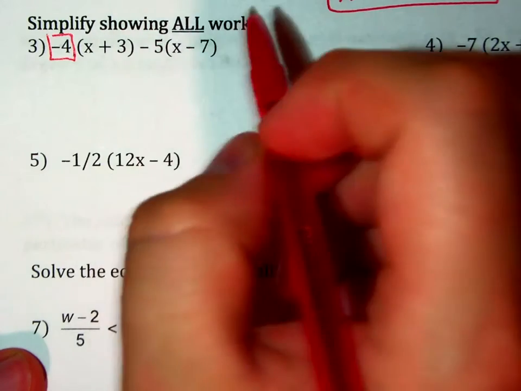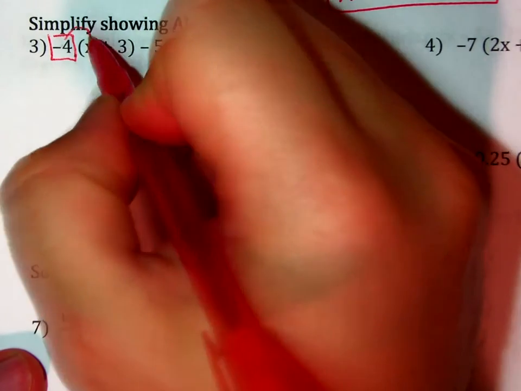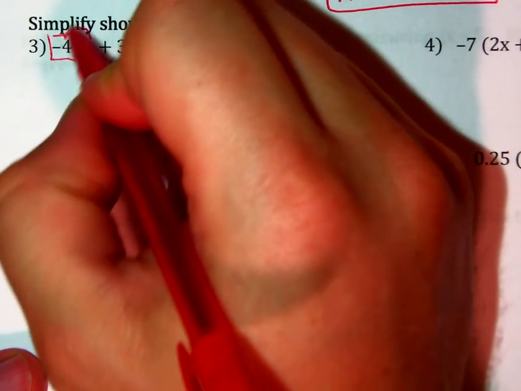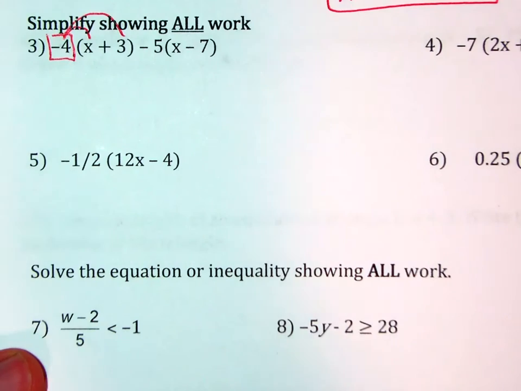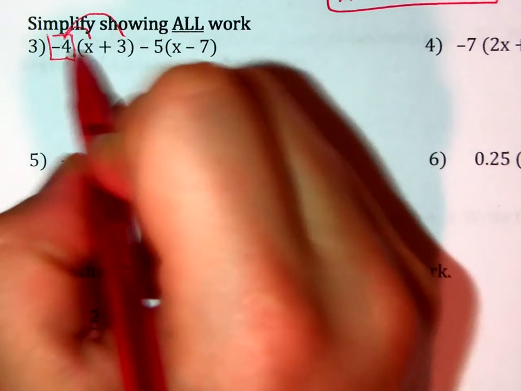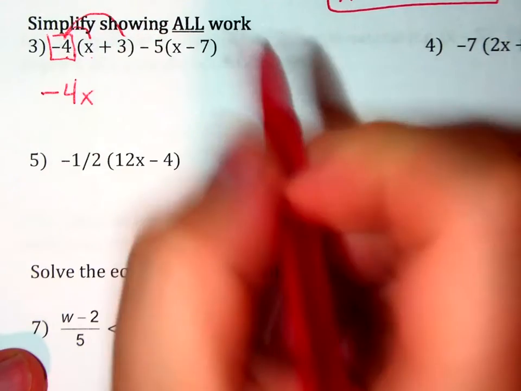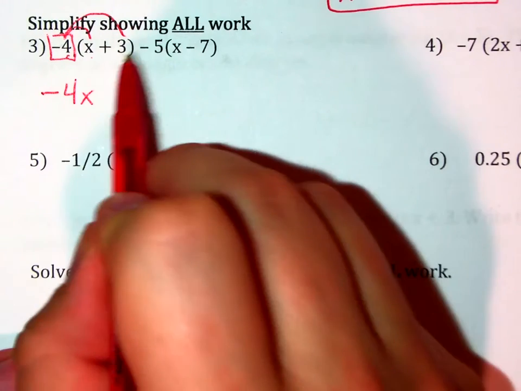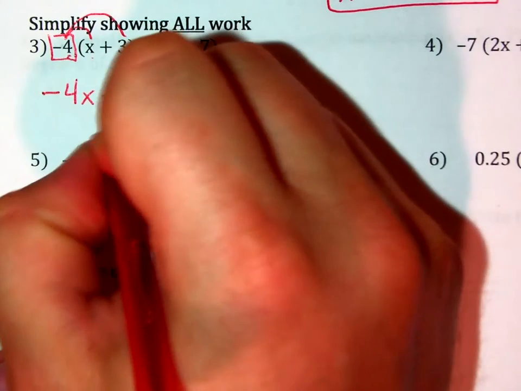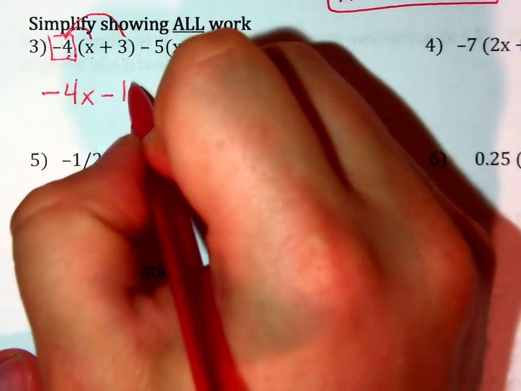is not distributing a -4 to both terms inside the parentheses. So for problem 3, -4 gets distributed not only to the x, but also to the +3. So -4 times x is -4x. -4 times +3 is -12.